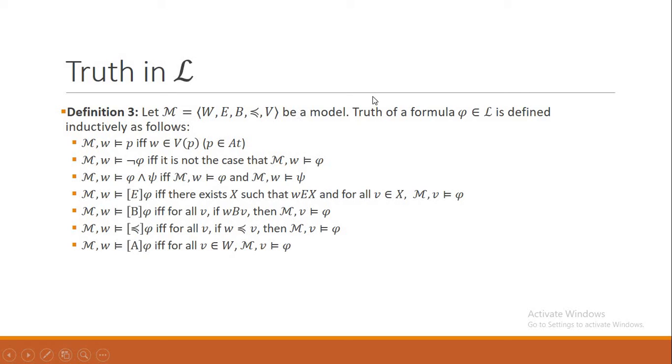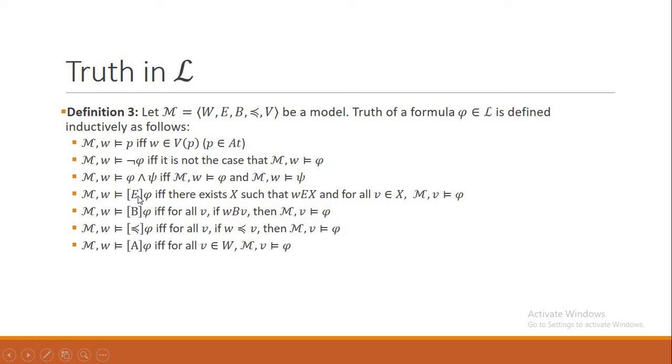Let M be a model. So the truth of a formula phi in L is defined inductively as follows. The first three scenarios are the ones you will be very familiar with. An atomic proposition P is true in M and W if and only if W is in the set resulting from applying our valuation function on P. So it's just P is true in M and W if and only if W is one of the worlds in which P is true. Not phi is true in M and W if and only if it is not the case that phi is true in M and W. Phi and psi is true in M and W if and only if each of phi and psi are individually true in M and W.